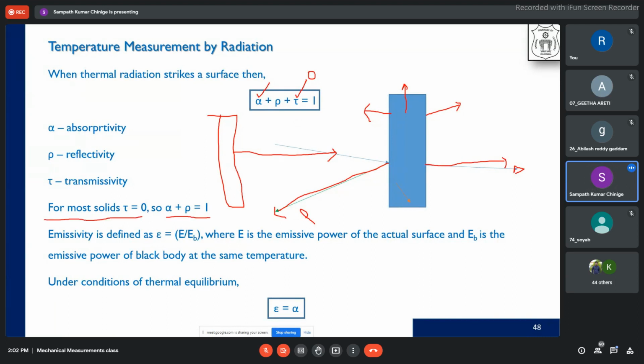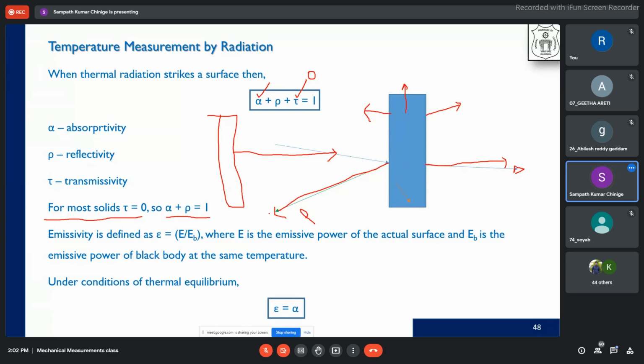Therefore, alpha plus rho is equivalent to 1. So there are two radiations which we are looking at. One is because of the internal temperature, which emits radiation. Number two, because of the incident radiation, some part may be absorbed, some part may be transmitted, but some part may be reflected again.